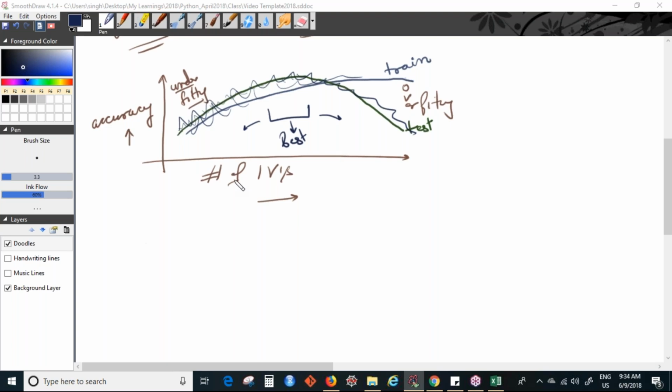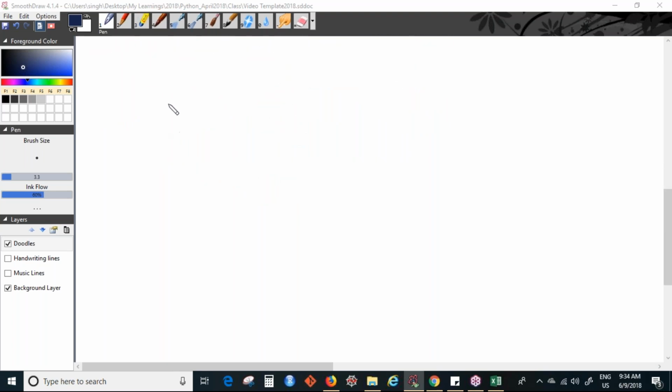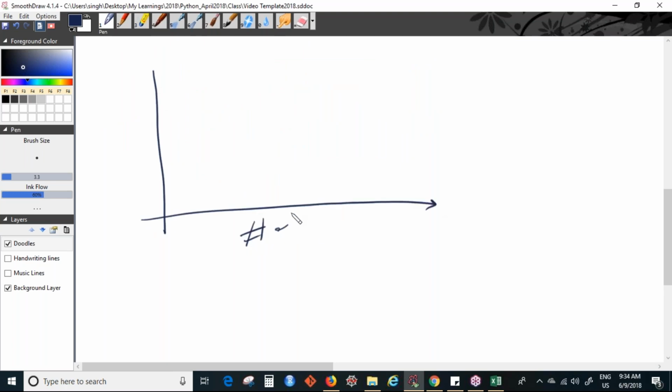Okay, so if you have understood this, now answer my question. I have number of independent variables here and I have the metric here. How will it look like now? How will the graph look like for training data? And how will the graph look like for test data? First tell me for training data, how will the graph look like? Tell me guys if you understood the previous graph.